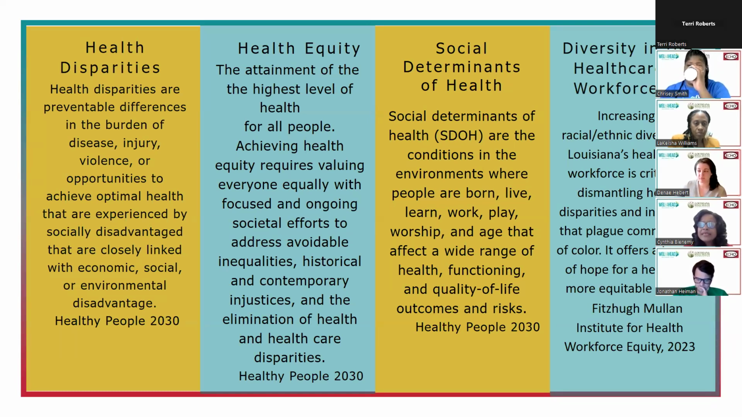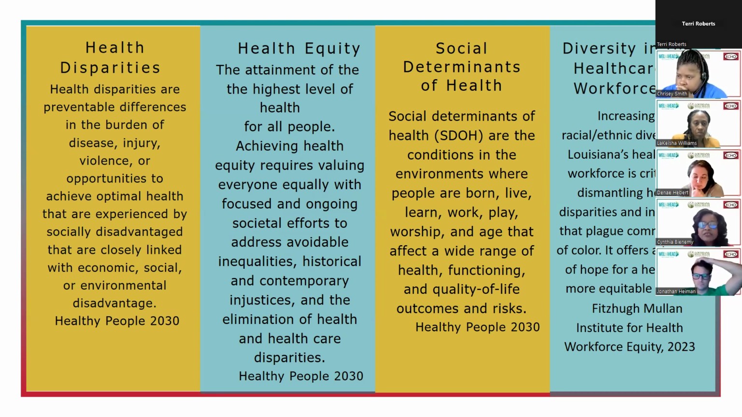So this is where we get to look at how health disparities, health equity, social determinants of health, and diversity in the healthcare workforce are all integrated. Health disparities, and you all know this, I feel like I'm speaking to the choir, are preventable differences in the burden of disease, injury, violence, or opportunities to achieve optimal health that are experienced by socially disadvantaged populations, that are closely linked with economic, social, or environmental disadvantage. I like to include education there as well. Then we look at health equity, the attainment of the highest level of health for all people. This is our goal. This should be our goal.